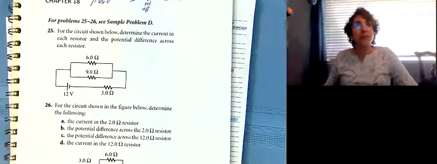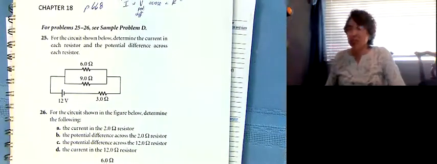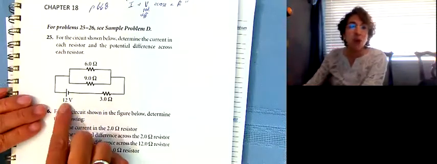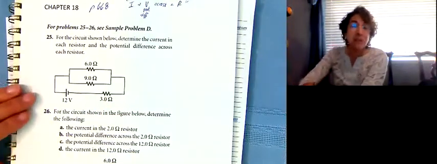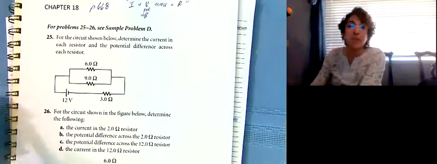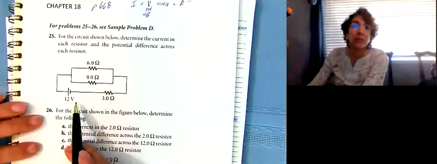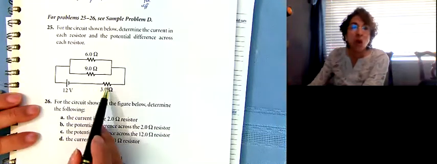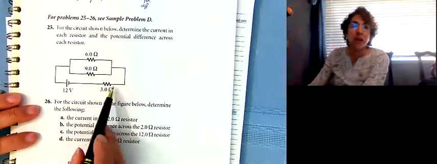All right, so we'll start with number 25, and this is on page 668. So we'll look at this circuit, and we see a 12-volt source. So that is a power supply, something that's providing 12 volts. Maybe it's a battery. We have 12 volts in series with this 3 ohm resistor. I'm following along this way.